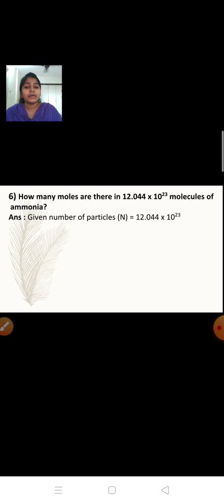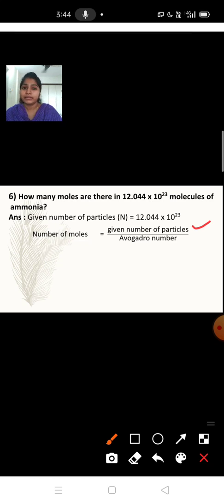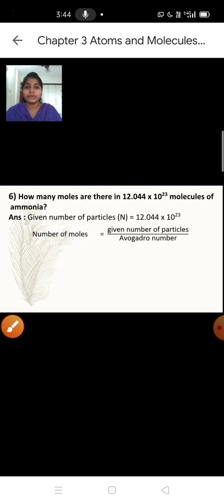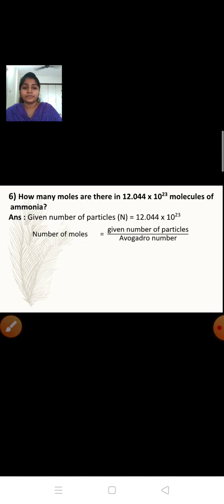Now we know what is given. The number of particles, that is capital N, is given. We have to find mole. Now for this there is one formula, right? The formula is number of moles is equal to given number of particles upon Avogadro's number. Now over here we know the given number of particles, we know Avogadro's number, right? Very easy. So substitute those values and find out.